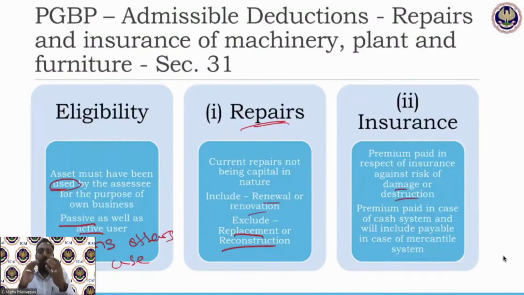So as we said, for machinery, plant and furniture, only repair and insurance is allowed. Repair must be revenue in nature, not capital in nature. Insurance should be for damage or destruction, not for anything else. So this is about machinery, plant and furniture, and insurance of machinery, plant and furniture. Now I'll take up some of the questions on these sections till now.